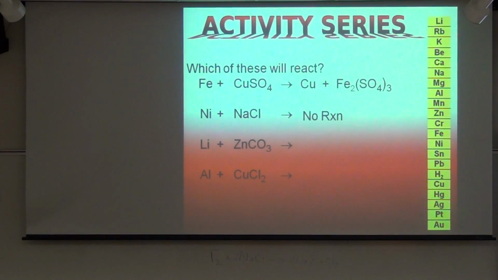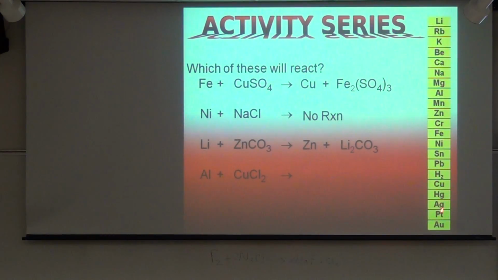Lithium and zinc. Lithium's way up here at the top of the pecking order. Everybody wants to dance with lithium. Zinc, way down here. So lithium is going to replace the zinc. Lithium is a +1 charge. Carbonate is a -2 charge. So we're going to need 2 lithiums to combine with 1 carbonate. And zinc is sitting by himself.